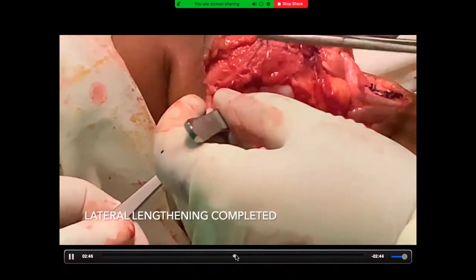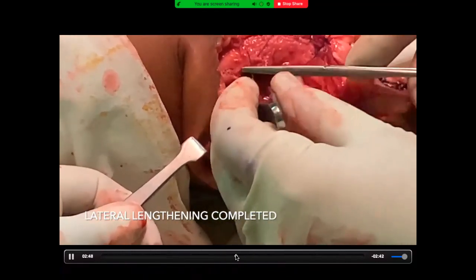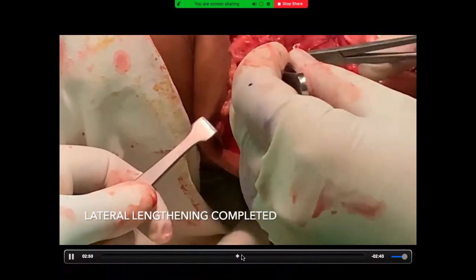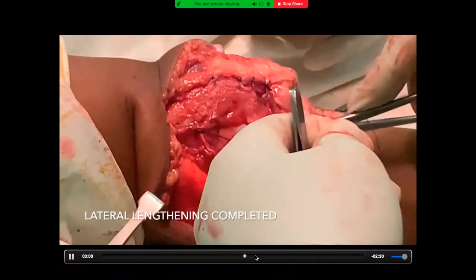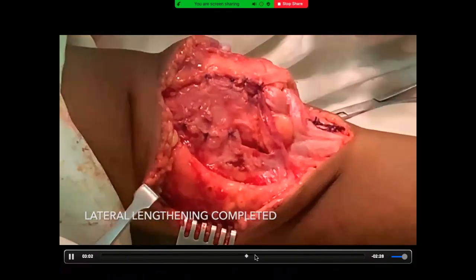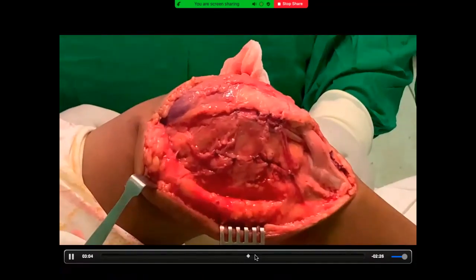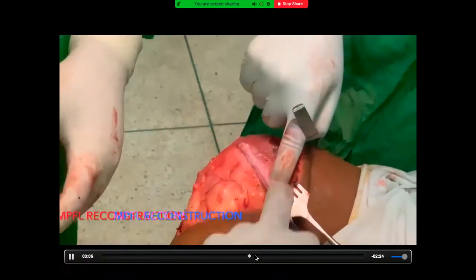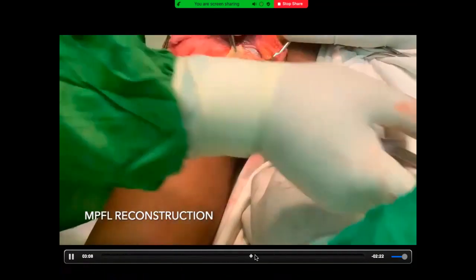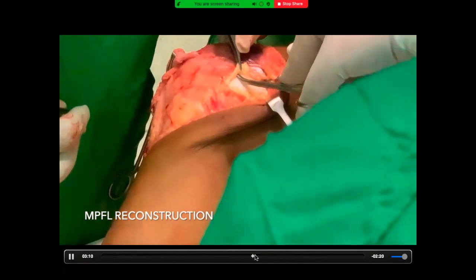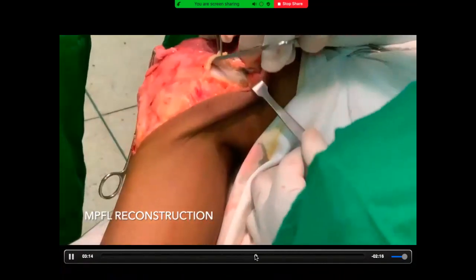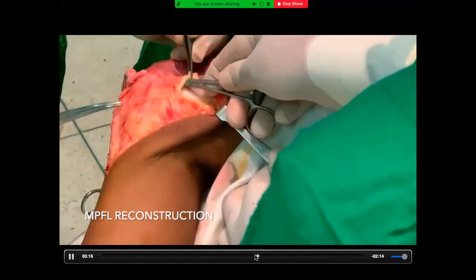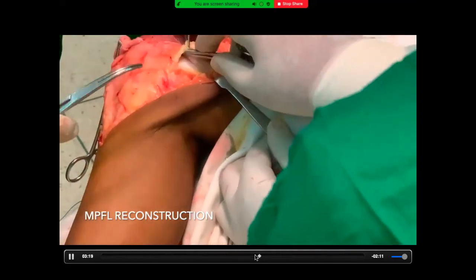Now, finally, the lateral lengthening is being closed, and the whole of the lateral structures are lengthened. This is how we have lengthened the lateral structure, almost 3 centimeters we have gained. And the final thing, in our a la carte approach, is to add MPFL. MPFL has to be added whether in the adult population or the pediatric population. We are adding this MPFL.